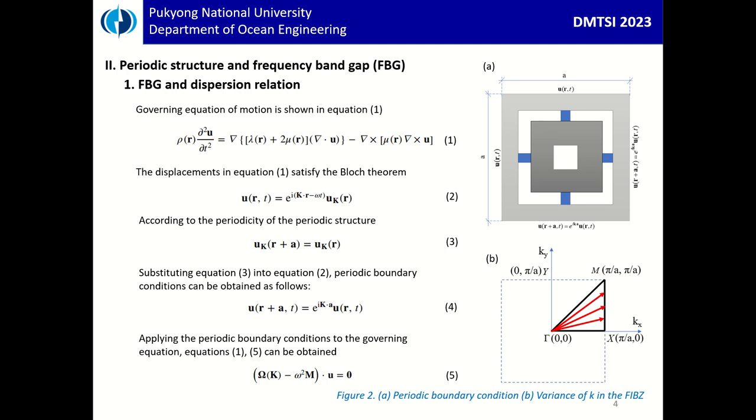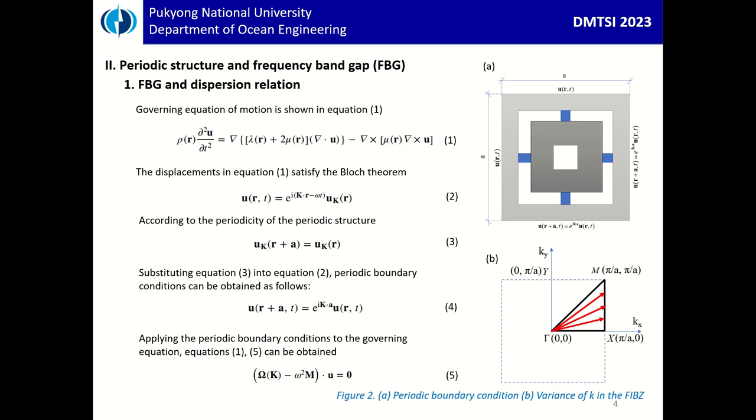Second, periodic structure and frequency band gap. The frequency band gap and dispersion relation will be introduced in this section. The governing equation for the motion of waves traveling in homogeneous media is equation 1. According to Bloch theorem, the displacement equation is as in equation 2, and according to the periodicity of the periodic structure, we have the conditions in equation 3. After substituting equation 3 into equation 2, we have the periodic boundary conditions.